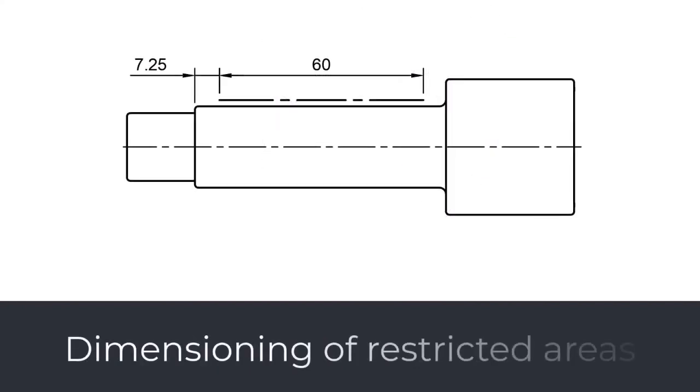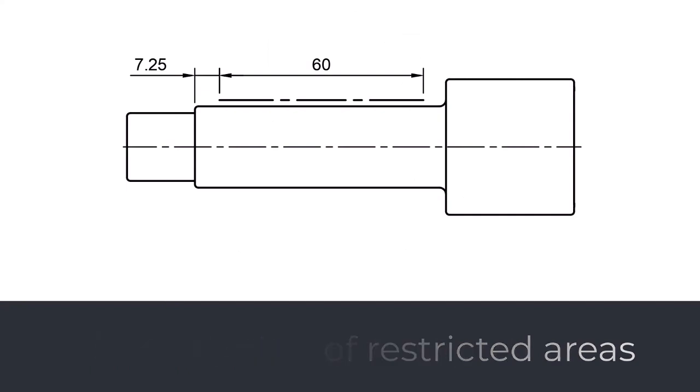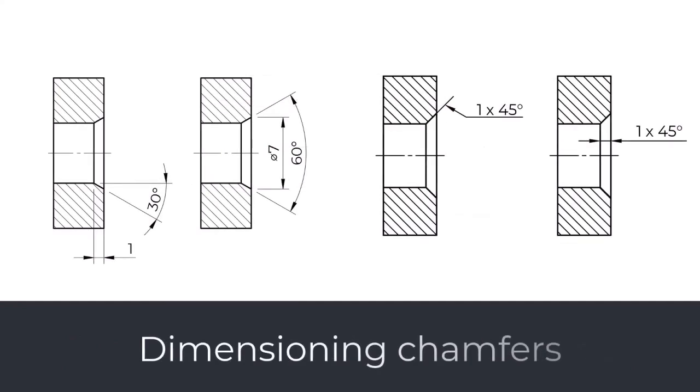Dimensioning of restricted areas. When we need to define special requirements to a restricted portion of the feature, for example, surface hardening, we have to indicate that area on the drawing. Dimensioning chamfer.